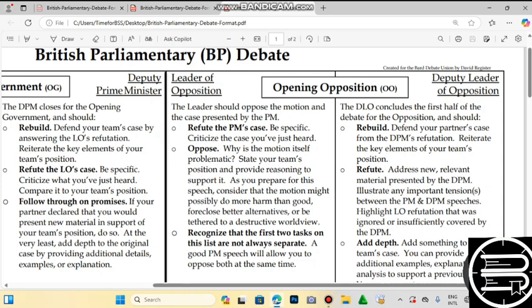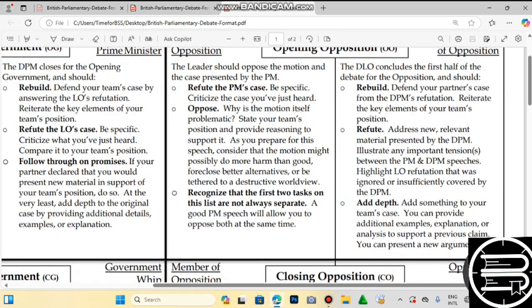So also we're expecting you, once you refute some of the points that were said by the Deputy Prime Minister, to add new relevant material. Illustrate any important tension between some of the things that were said in the Prime Minister and Deputy Prime Minister speeches, them as the whole bench. Analyze them and see where they have not actually explained more, where they have not actually strengthened their case to make it much more valuable. You attack on that, and also at the same time highlight leader of opposition refutations that were ignored or insufficiently covered by the Deputy Prime Minister.